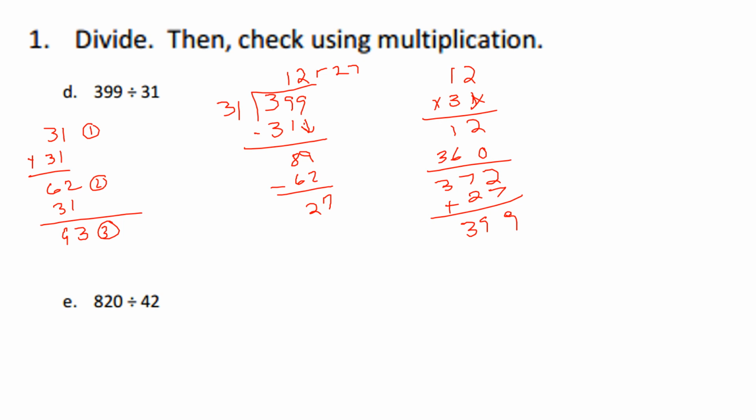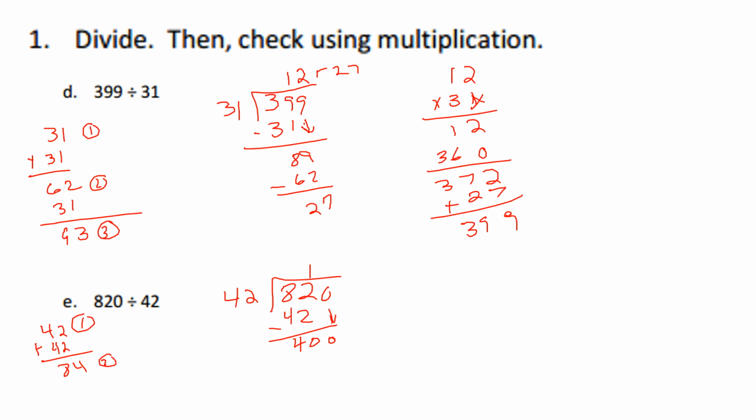On E, we have 820 divided by 42, and I can see 42 plus 42 is going to be 84. That's going to be too much as a second multiple, so we're only going to be able to take 42 out of that 82. That leaves us 40. Now, 42 cannot go into 40 ones, so we're coming down. Oh, now we got 400.